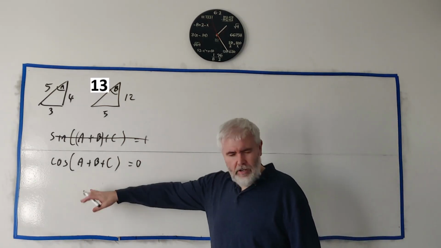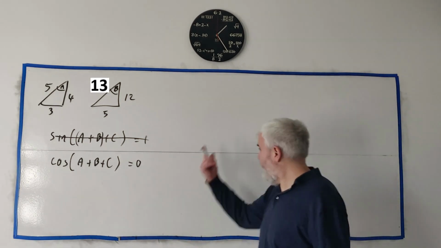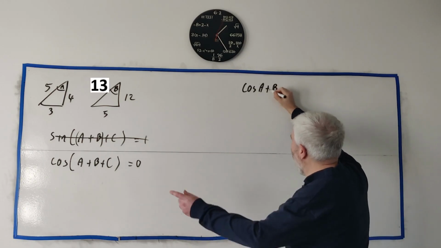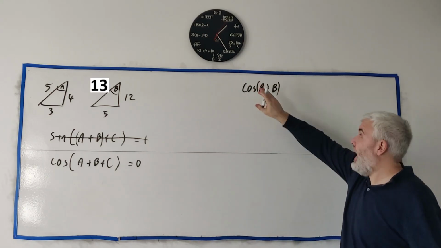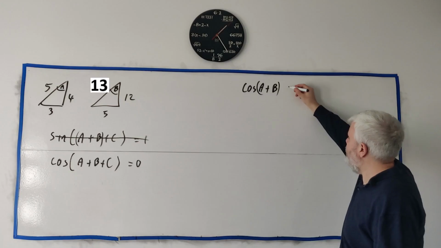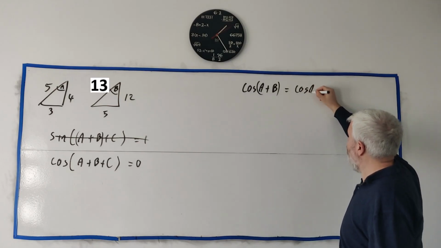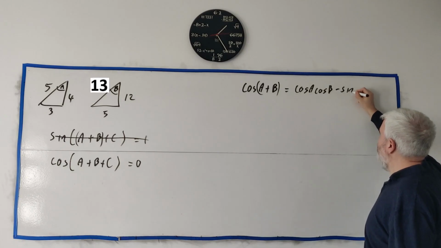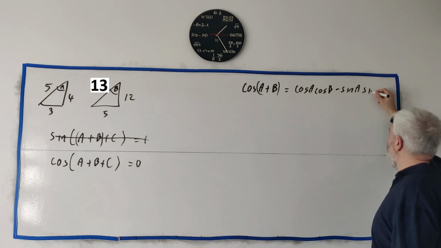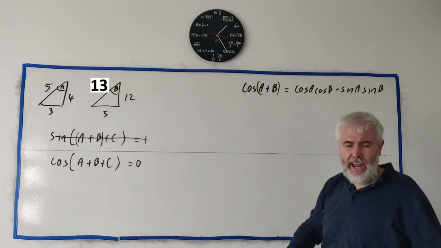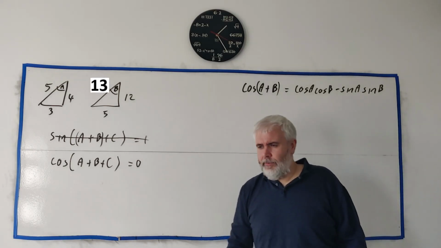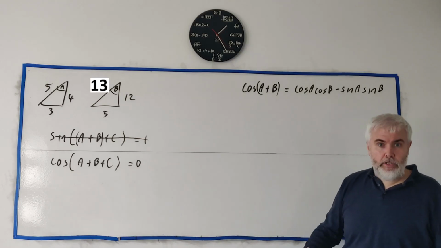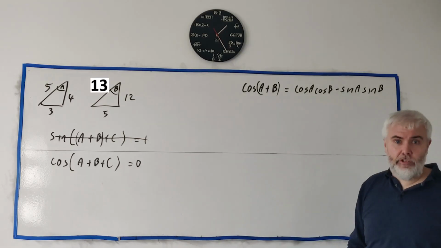To break this apart, I'm going to use a famous trig identity. I'll jot it up here. Cosine of A plus B, not the same A plus B, just generic angle plus angle is equal to cosine the first angle, cosine the second angle minus sine the first and sine the second. I have not memorized this. I've been learning or teaching maths for 40 years now. I always just look these up.